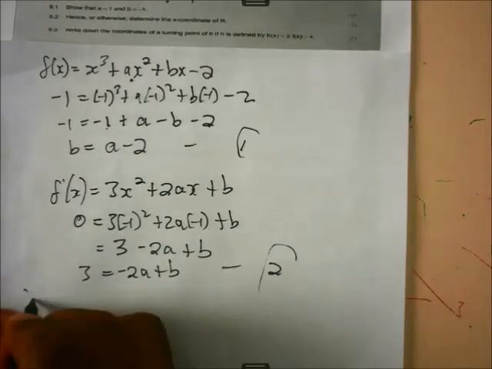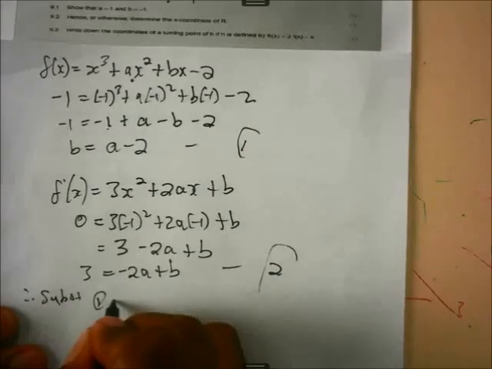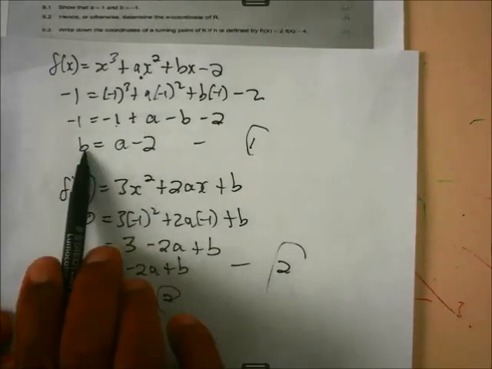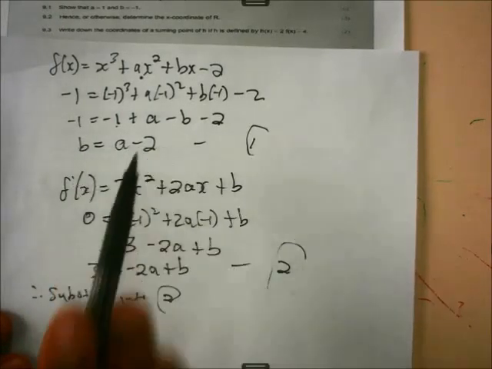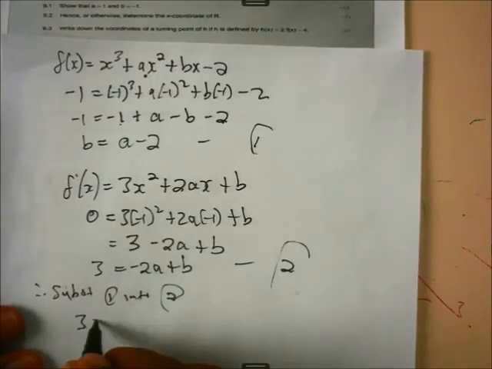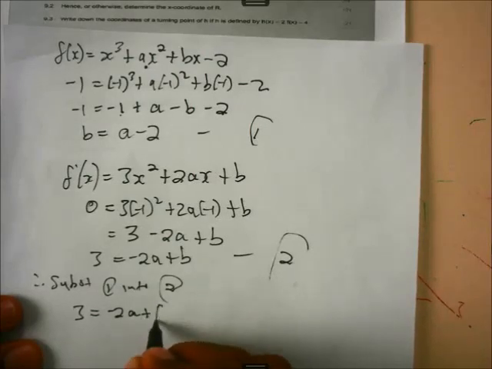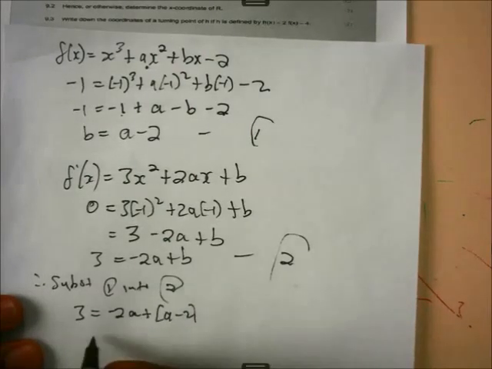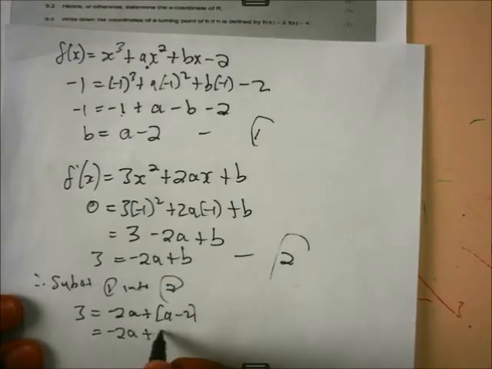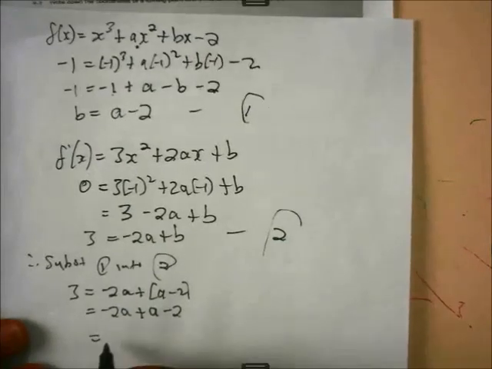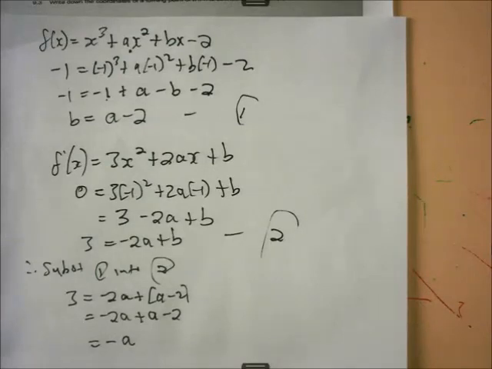Now the next thing, let us substitute equation 1 into equation 2. Why am I saying this? Because now we know what b is. Our b here is a minus 2. Now we say 3 is equal to minus 2a plus what is b? Our b is a minus 2. Therefore, when you simplify, it is minus 2a plus a minus 2, right? Of course, boys and girls, minus 2a plus a, then we get what? We get negative a, right?